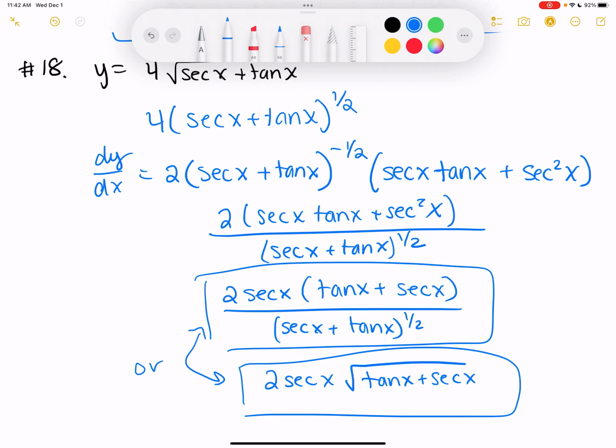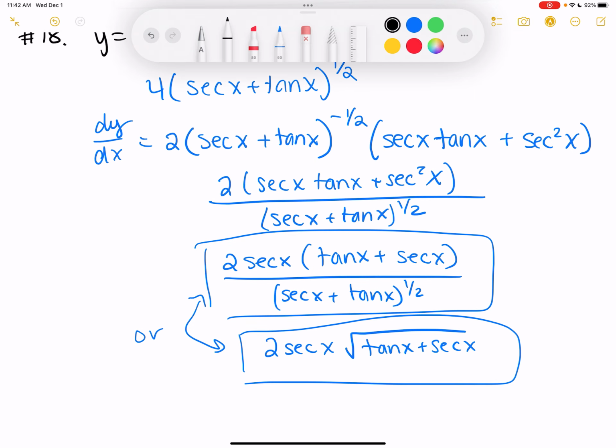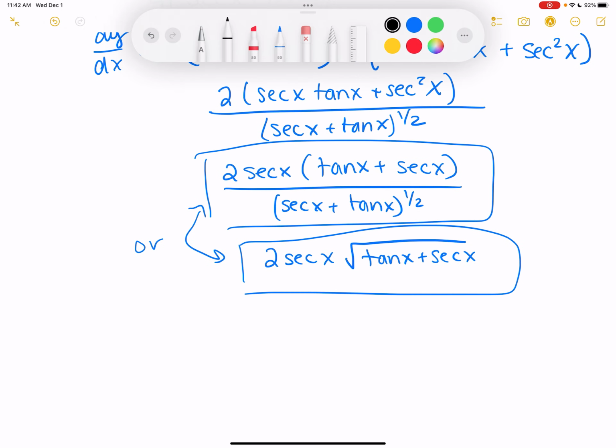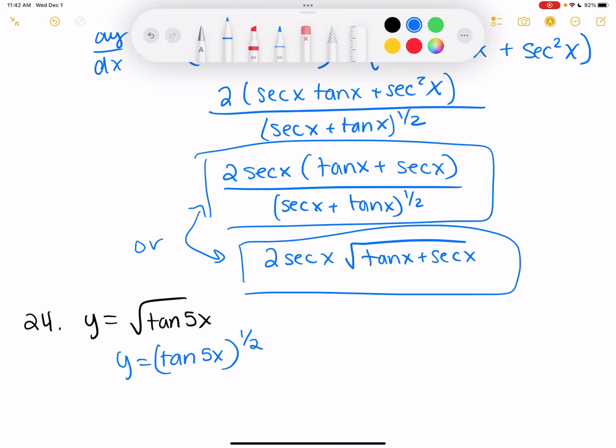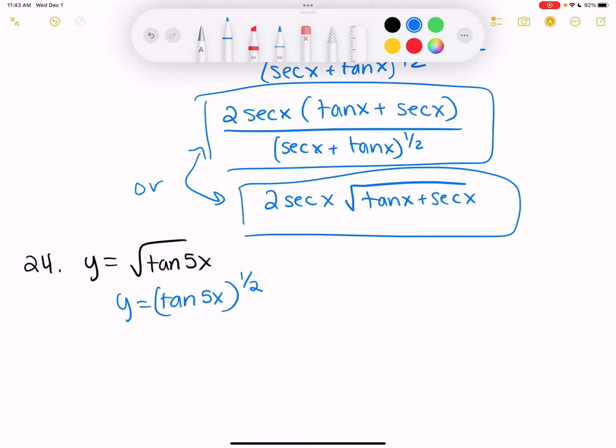All right, we'll do 2 more for today, and then we'll hold until tomorrow. So 24, y is equal to the square root of the tangent of 5x. So again, this one can be rewritten as y is equal to the tangent of 5x to the 1/2. So then, what would my chain rule give me for this one?